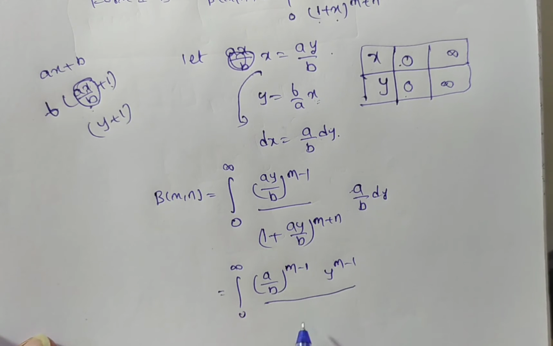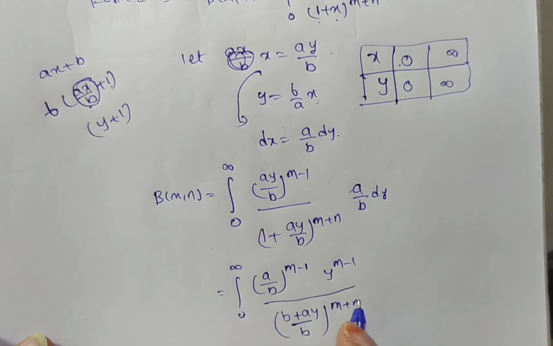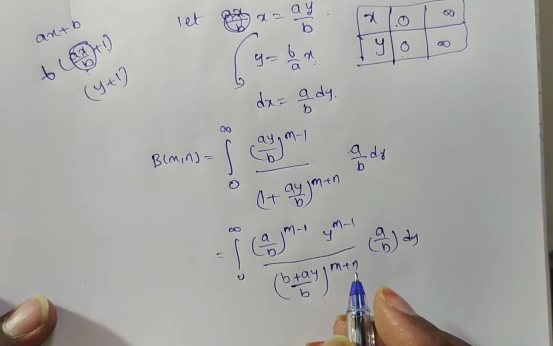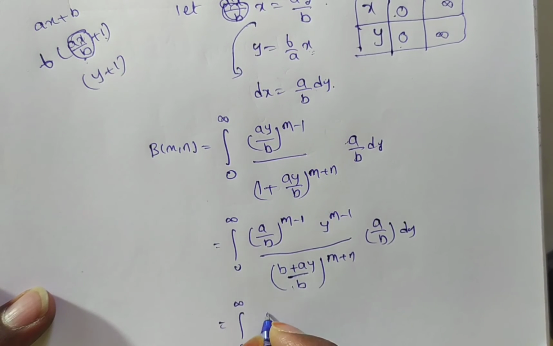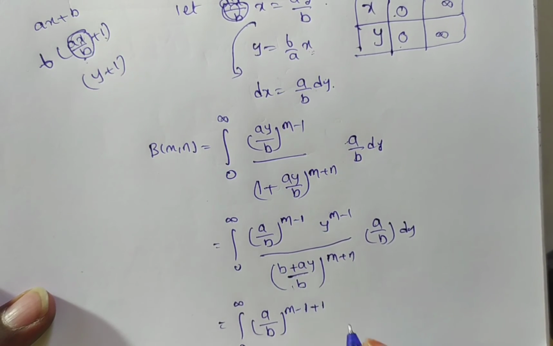What is the LCM for this? In the denominator b is the LCM, then you will have (b + ay)^(m+n) into a by b into dy. And you can take b also outside, then you will have integral 0 to infinite (a/b)^(m-1) and you have plus 1. So I am writing here plus 1.